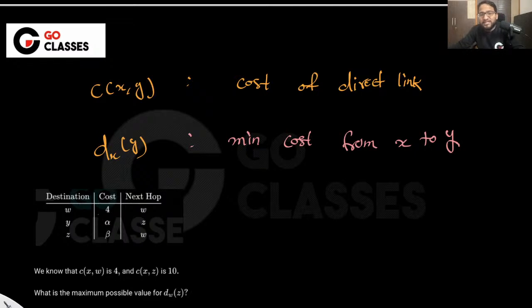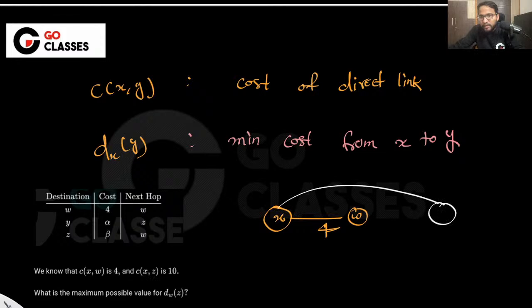So see, they are saying that from this X, if you want to go to W, go directly. This is the shortest, which is 4. So the cost is 4 and the minimum distance is also 4. That's fine. Now X to W is given to be 4, so you can go directly. There is a link from X to Z, which is 10. From the table you get to know this is the shortest, but from this line you get to know that these are the direct links. So I'm just drawing the direct links, which are given to us.